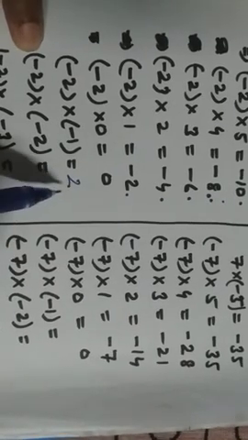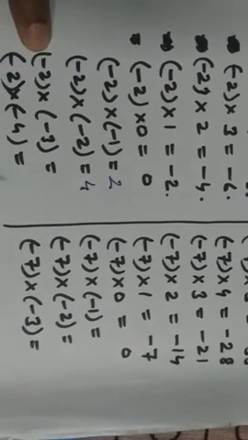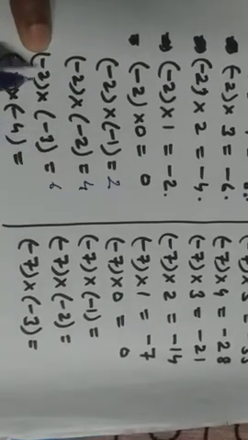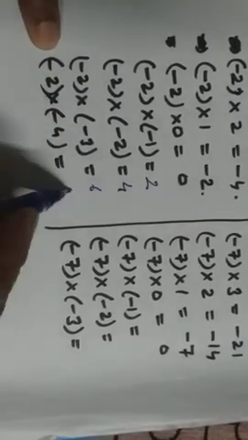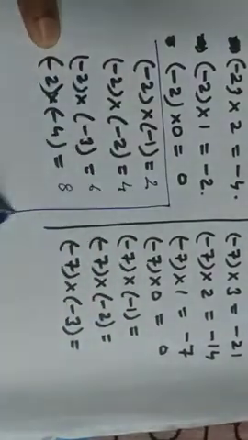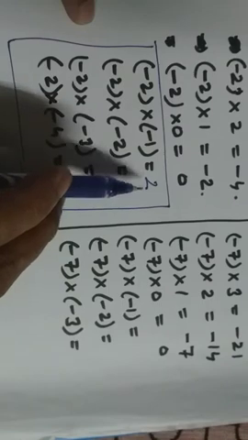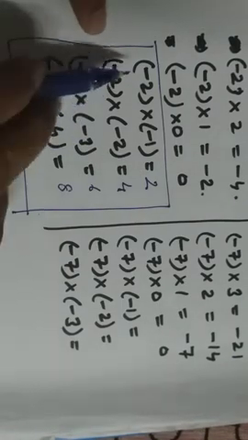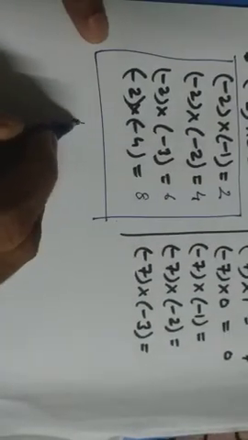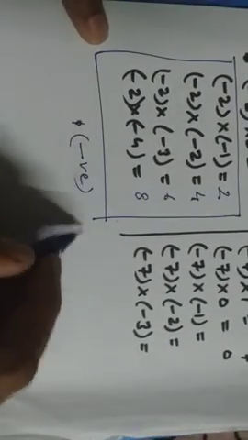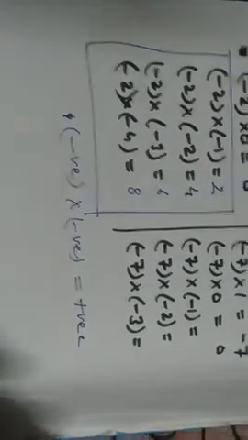If you follow the pattern, again you add 2, it becomes 4. Minus 2 into minus 2 will be plus 4. Then add 2, you get 6. Minus 2 into minus 3 is plus 6. Minus 2 into minus 4 will be plus 8. Now you can see from this that when you multiply two negative integers, the result is positive. Minus 2 into minus 1 is plus 2. That means a negative into a negative integer is a positive integer.